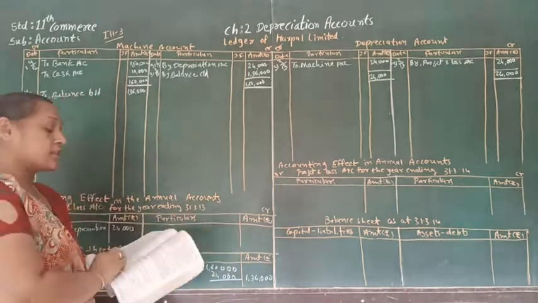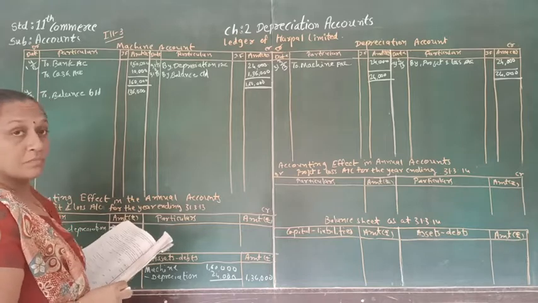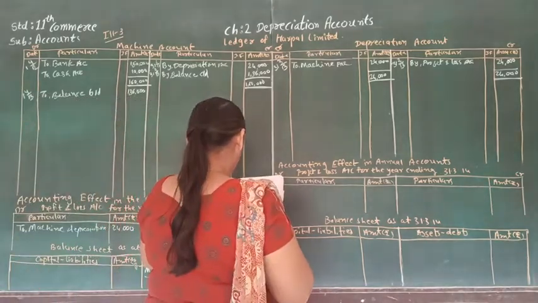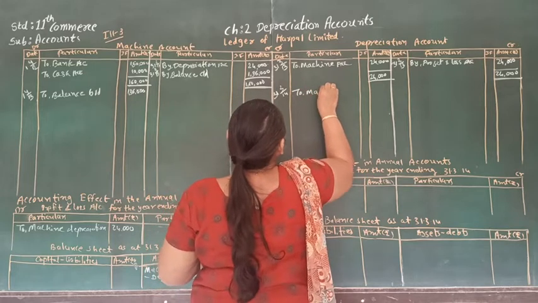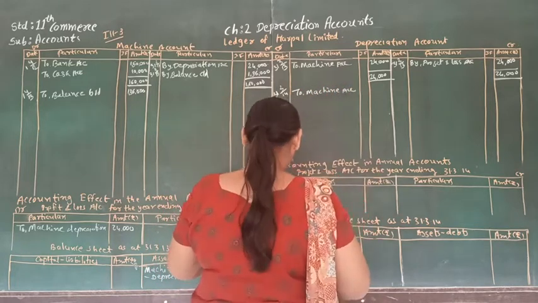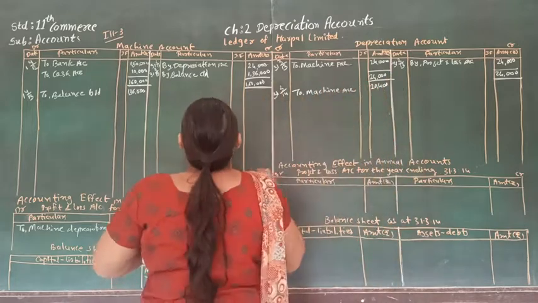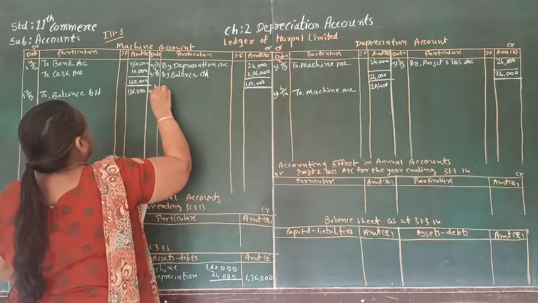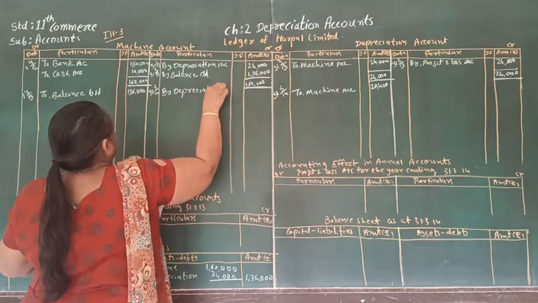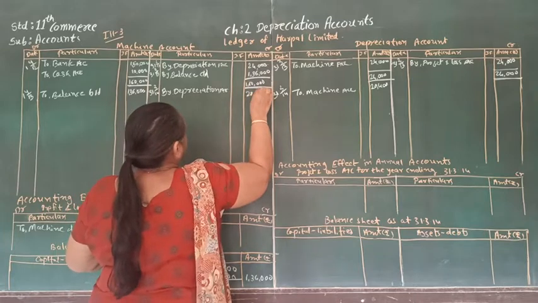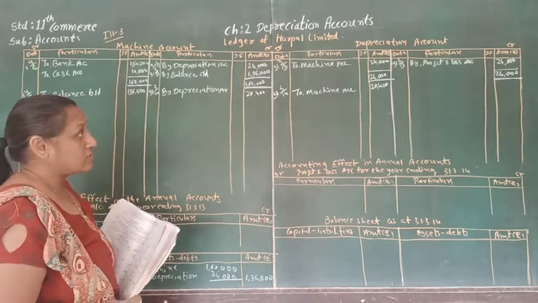Now let's see the entry for the second year. In the second year, the first journal entry will be depreciation account debit to machine account. So here on the debit side of depreciation account, 31st 3/14 to machine account, and the amount will be 20,400. Same, we are going to credit on the machine account 31st 3/14 by depreciation account, and the amount will be 20,400.